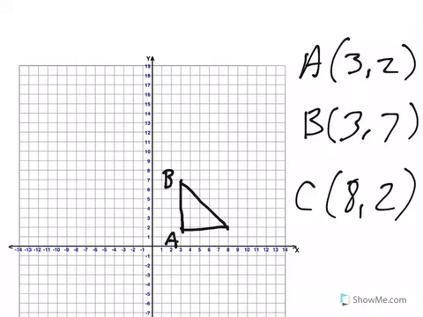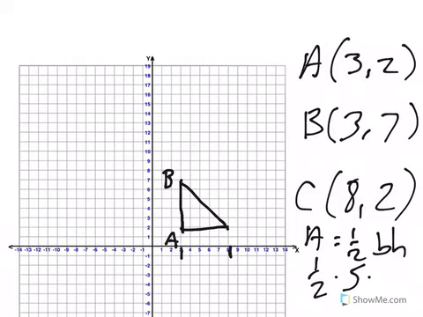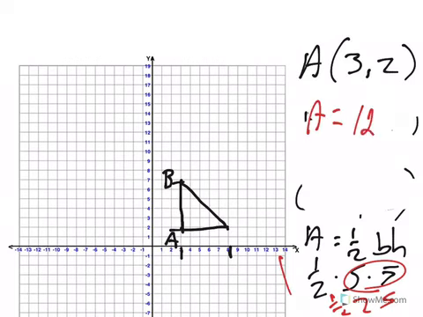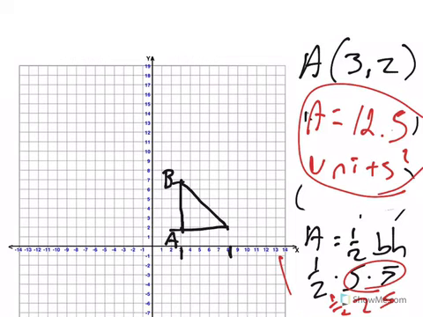So we want to find the area. We know that area of the triangle is 1/2 base times height. So our base starts at 3 and goes to 8. So that's going to be 1/2 times 5 times, and then our height starts at 2 and ends at 7. And so that's also 5. Erase some of this, make some room. 5 times 5 is 25. Times 1/2. 1/2 times 25. Our area equals 12.5 units squared.